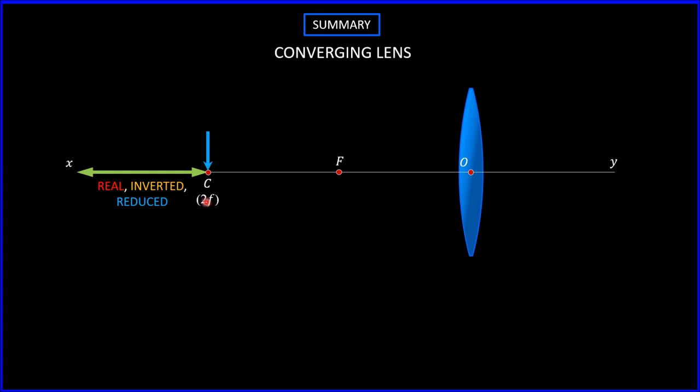If we place the object at point C, the converging lens produces an image that is real, inverted, same size. Real: the image is in the back of the lens. The distance from the image to the lens is greater than zero. Inverted: the object and the image are in opposite directions. Same size: the image and the object are equal.